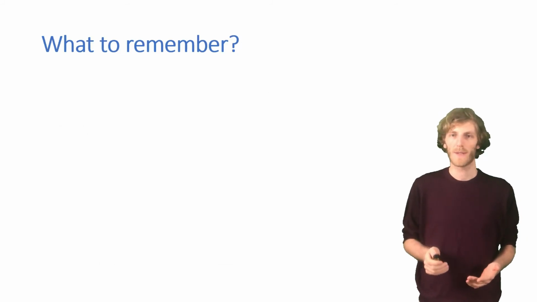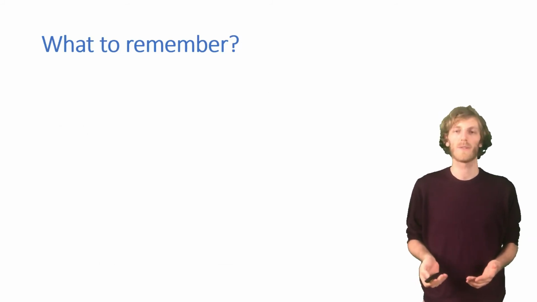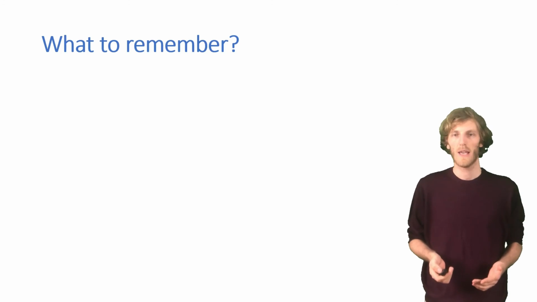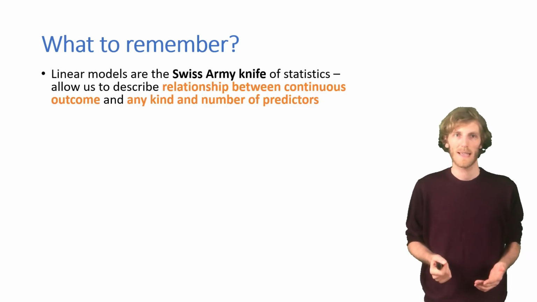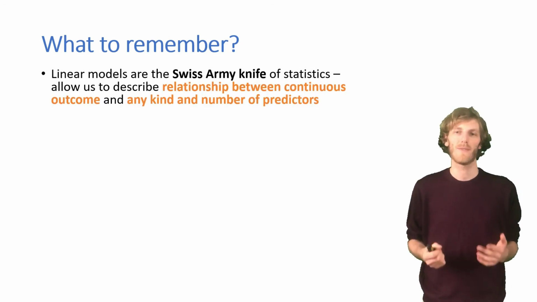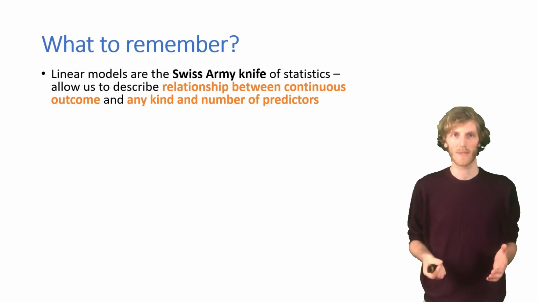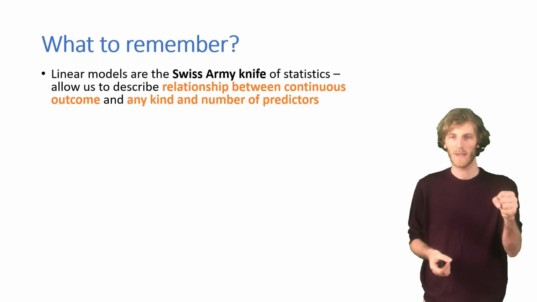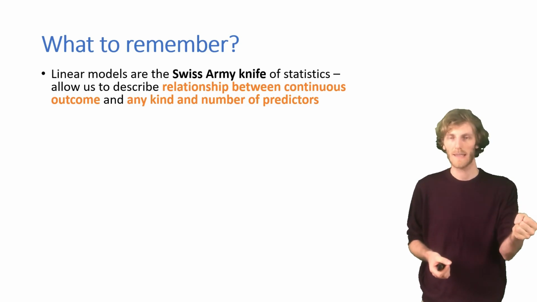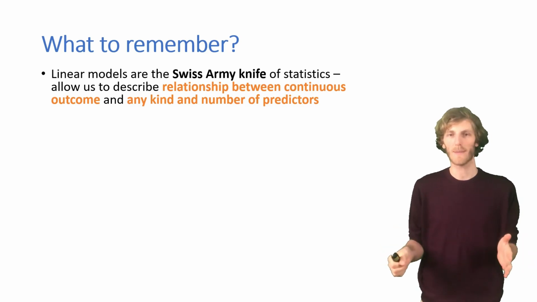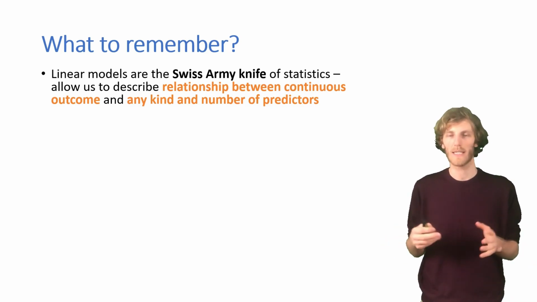But what to remember for now, before we explore this all further in class. So the first point is that linear models are this very versatile statistical tool that allows us to describe the relationship between a variable that we want to explain, as long as that variable is continuous, and any other variables, regardless of whether they are continuous or categorical.